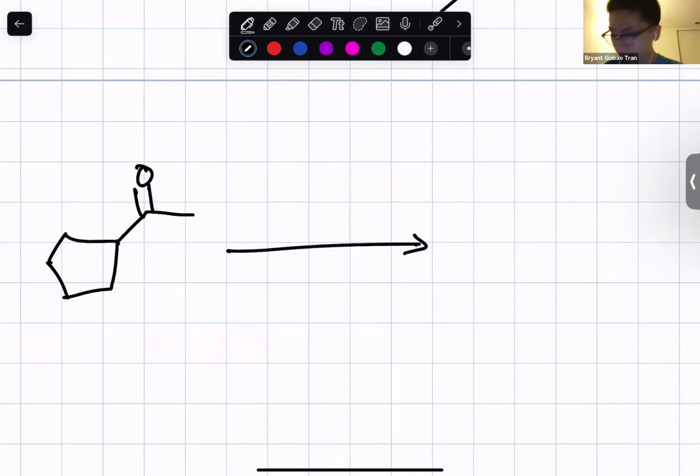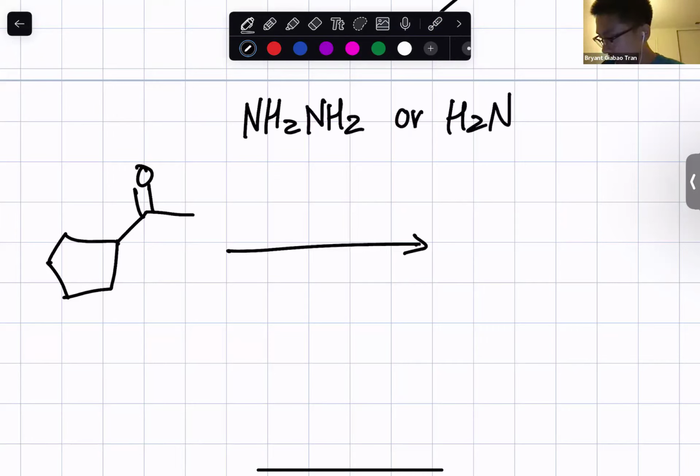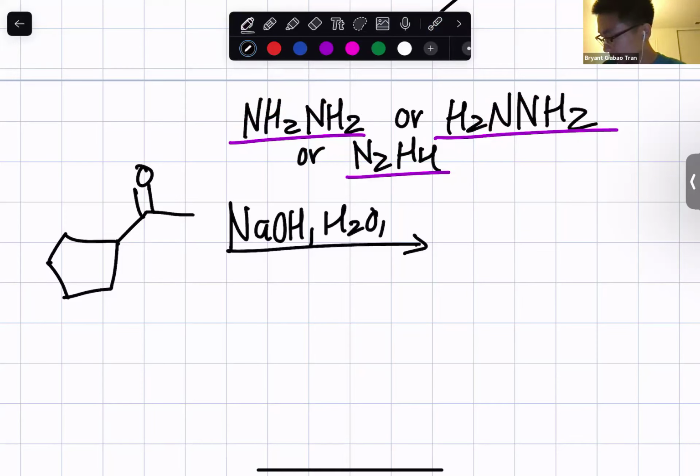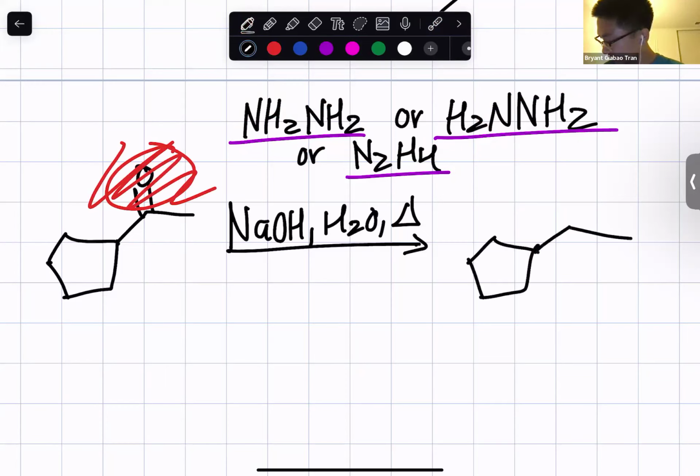And the reagent for Wolff-Kirschner, you can see it in different forms. You can see it as NH2NH2, or H2N-NH2, or N2H4. These are all the same thing. These are the ways that I've seen it given, but they're all the same. And then you also have NaOH, water, and heat. What that will do is completely find the carbonyl and cleave it off to get the alkane.